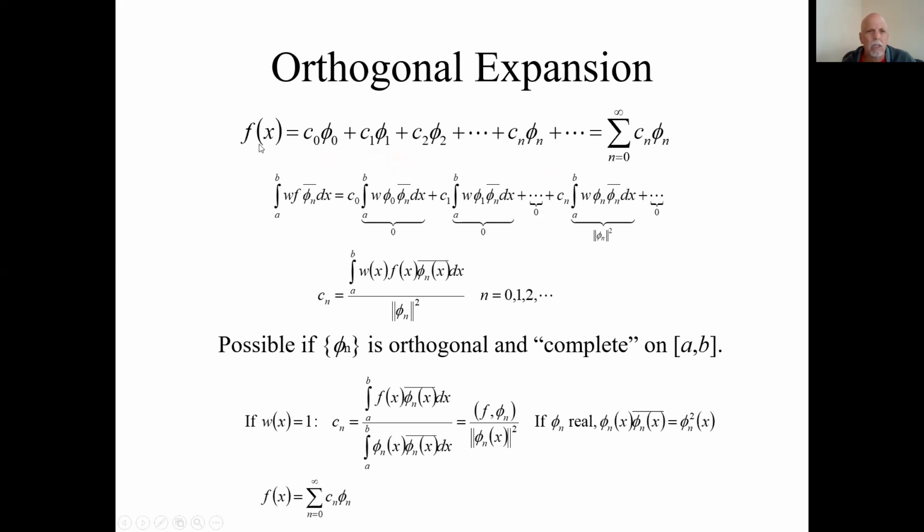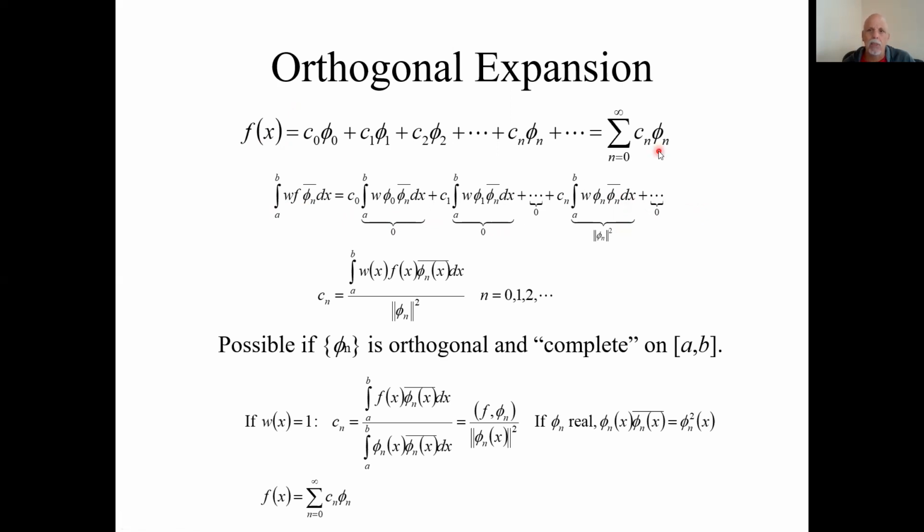Well, let's multiply each side by the same things. Let's multiply it by a weighting function and the complex conjugate of one of these functions. We'll say the phi sub n function. We're multiplying left and right side by w and phi sub n's complex conjugate. And then we'll integrate everything from a to b. We end up with this.